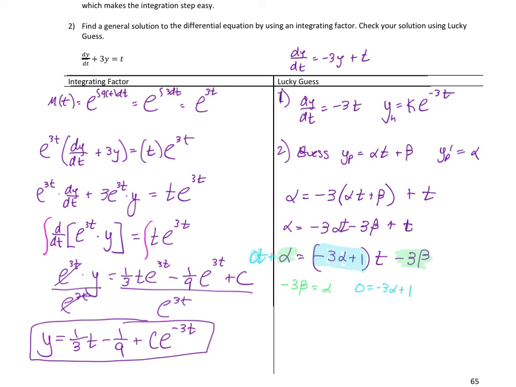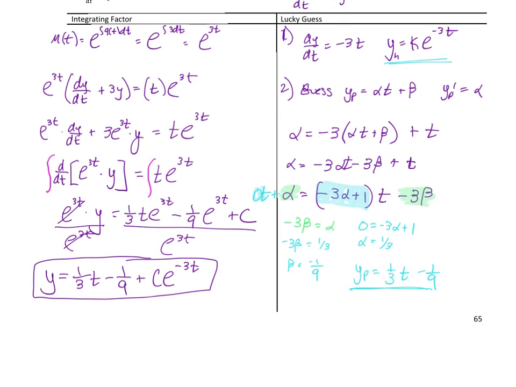Okay, so the 0 equals negative 3 alpha plus 1 only has an alpha in it, and you can solve for it, and you get 1/3, which means that negative 3 beta equals 1/3. So beta is negative 1/9. So y particular has the format of my guess, alpha t plus beta, and I now know what alpha and beta are. So my y particular is 1/3 t minus 1/9. So there's my y particular, and there's my y homogeneous, and y general is the sum of the two.